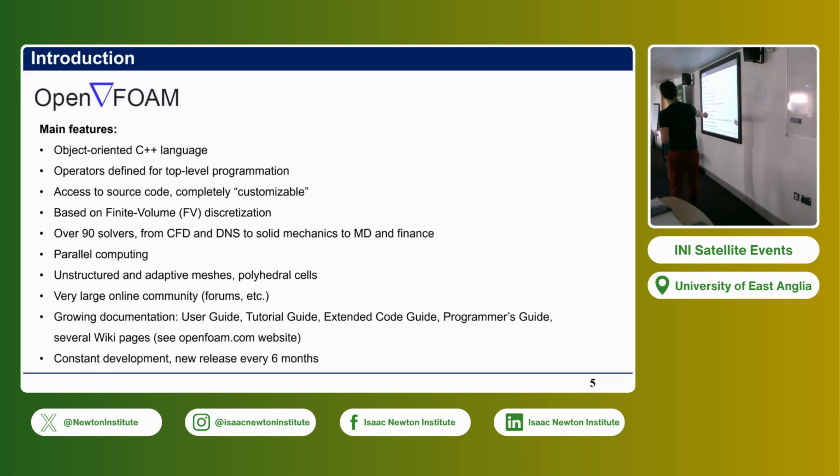On the other hand, OpenFOAM is capable of unstructured meshes and polyhedral cells. It does adaptive meshes. It has a very large online community. So if you need a solver that is not available in the native version, you may find something very similar to what you need online if you start Googling for it. It has a growing documentation with user guide, tutorial guide, extended code guide, programmer's guide, and so on. Constant development is released every 6 months in both distributions of OpenFOAM.